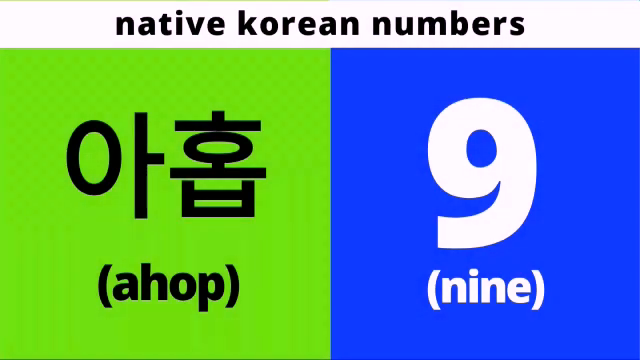Next, the native Korean translation of 9 is ahop. This is pronounced as a two-syllable word. The first syllable is a, second syllable is hop. Pronounce it with me. Ahop.